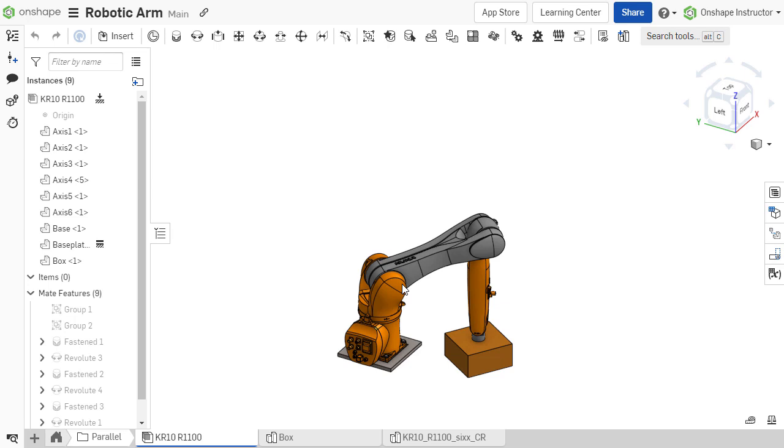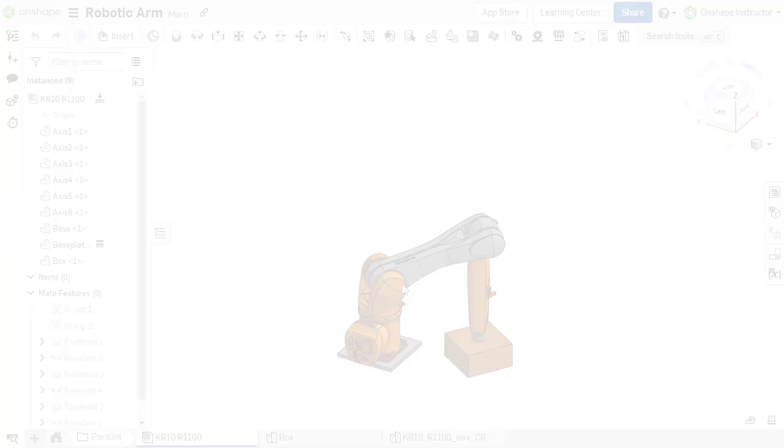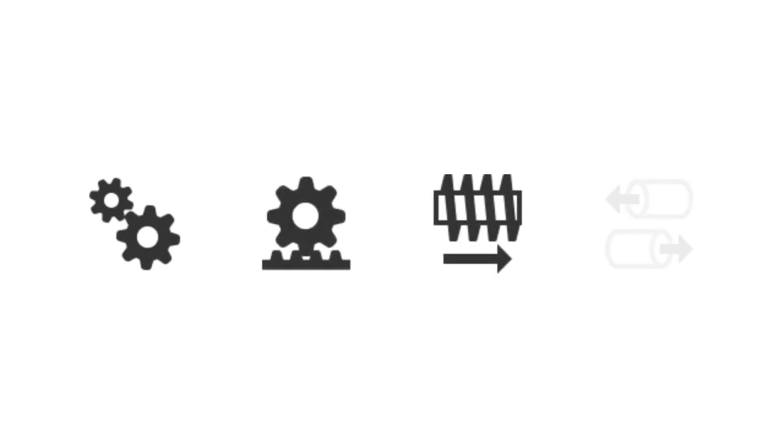In cases where more advanced mechanical relationships are required, such as gears, rack and pinions, screws, or linear motion, Onshape provides mate relations that define motion between mates to ensure assembly motion is validated during the design process.